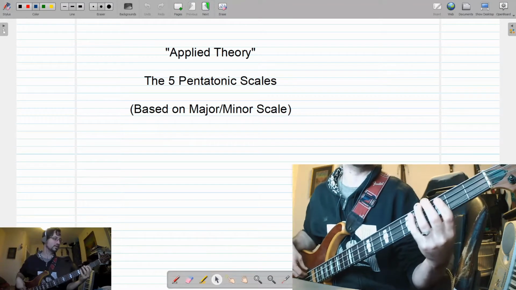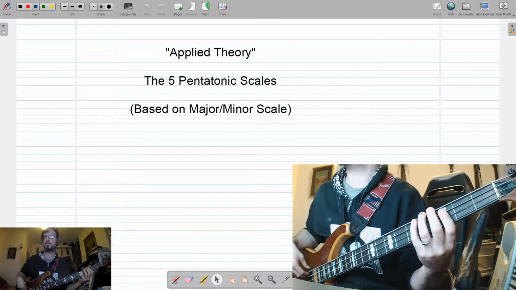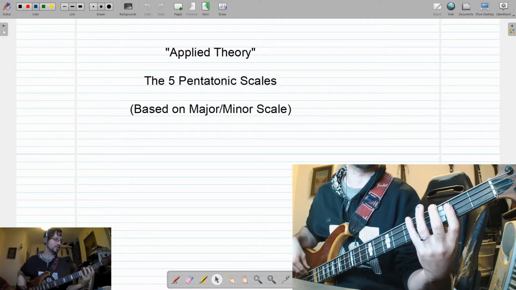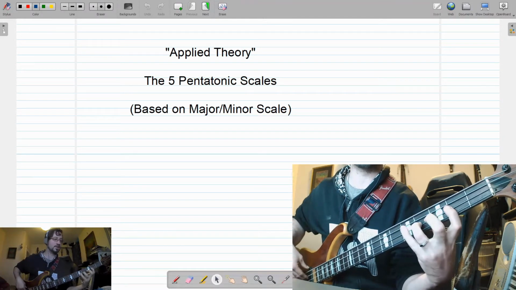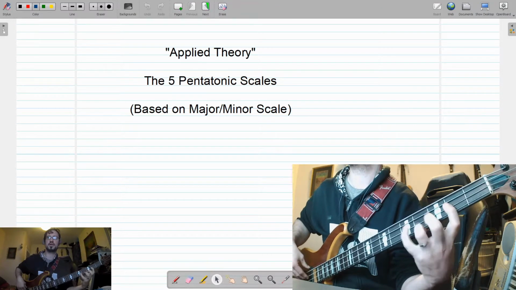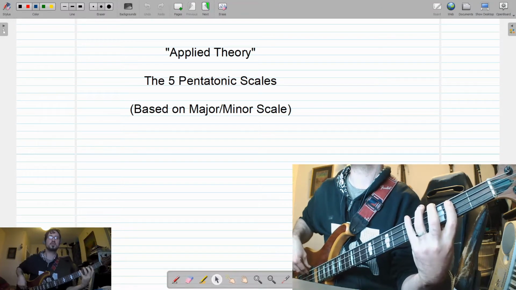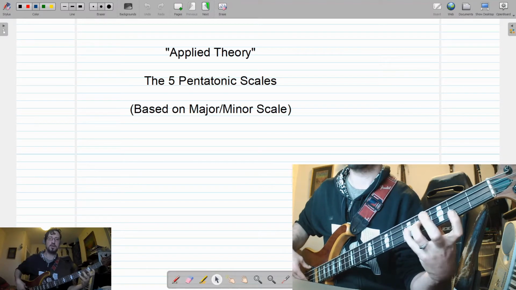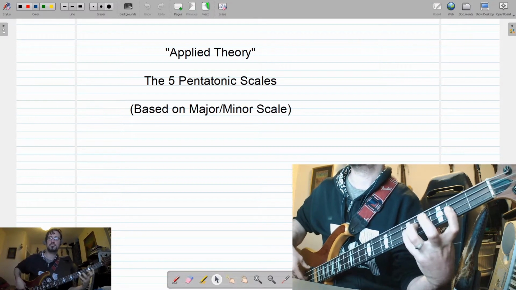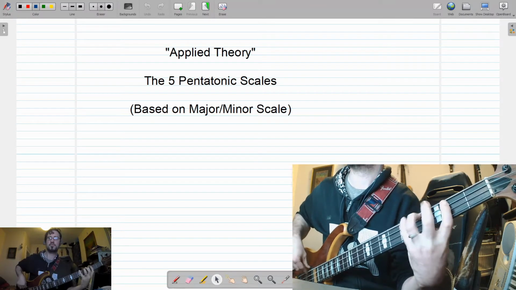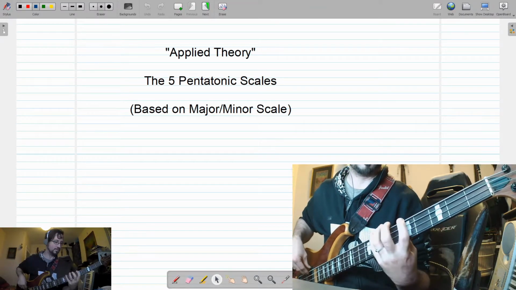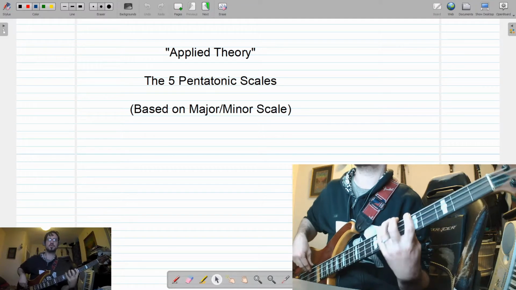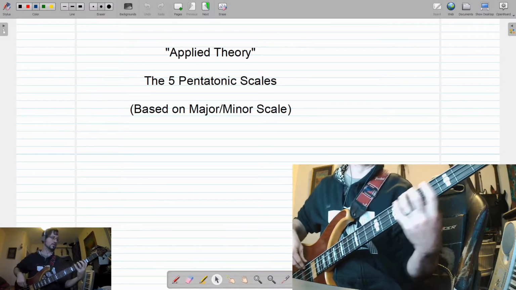Essentially what we're doing is removing a few notes from the major scale. So the major scale is 1, 2, 3, 4, 5, 6, 7. It's a diatonic scale. And a pentatonic scale is simply a 5-note variation. And it's very popular with rock, funk, and there's dozens and dozens of styles that use these.